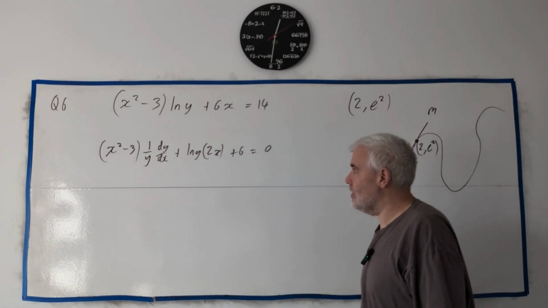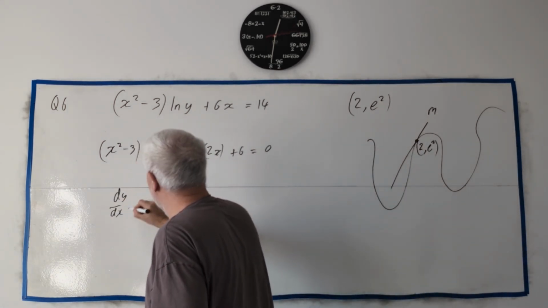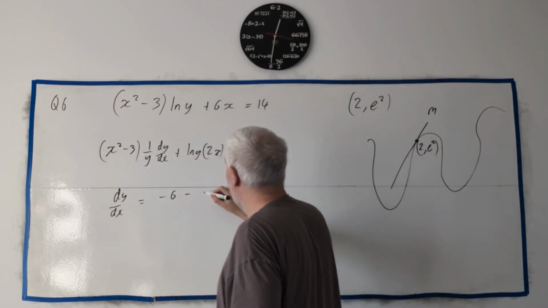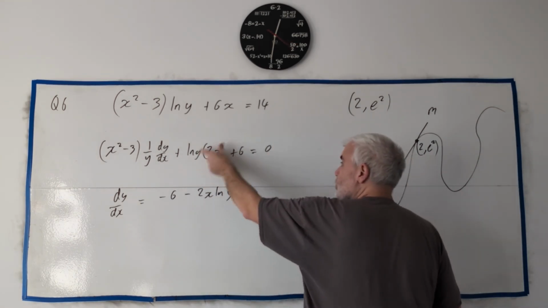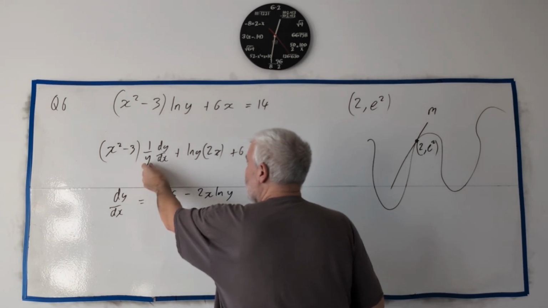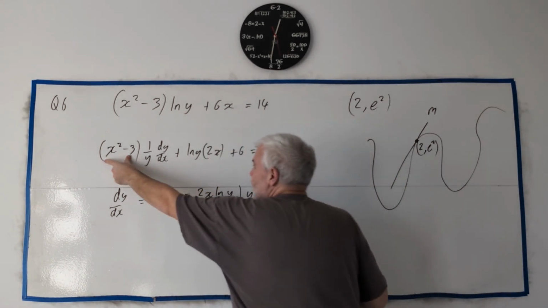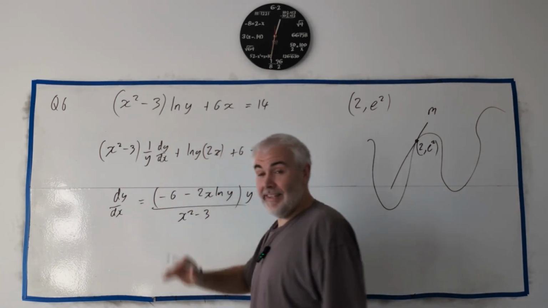That's implicit differentiation. Rearrange all this. We leave dy/dx. We'll get this is equal to minus 6 minus 2x natural log y. That's these two just moved over. Then I'll multiply everyone by y, I'll get a y up here, and I'll divide by this guy, x squared minus 3. That's dy/dx.